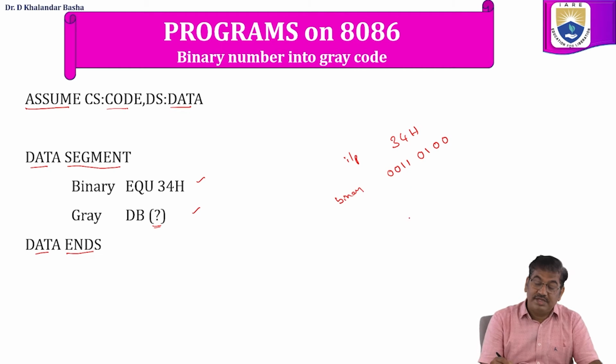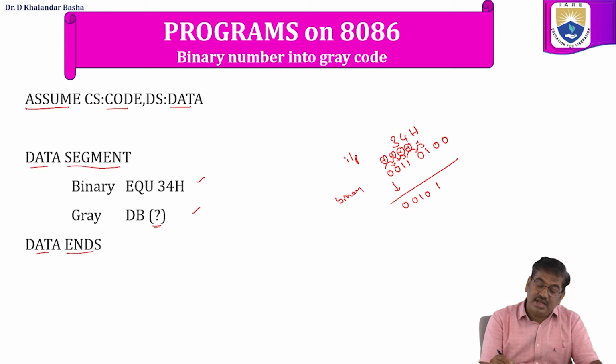The gray code will be generated as follows: the first bit will be kept as it is, that is 0. The subsequent values will be generated by XORing the current position with the previous position. So 0 XORed with 0 gives 0. 0 XORed with 1 gives 1. 1 XORed with 1 gives 0. Next, 1 XORed with 0 gives 1.